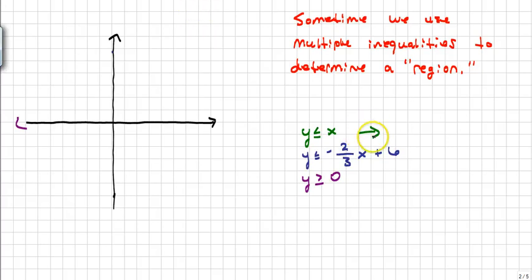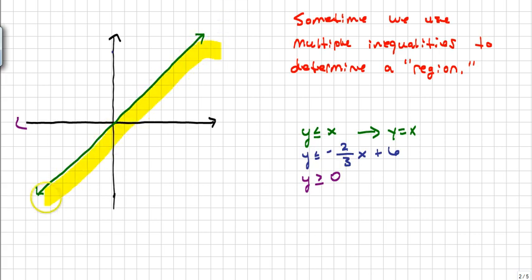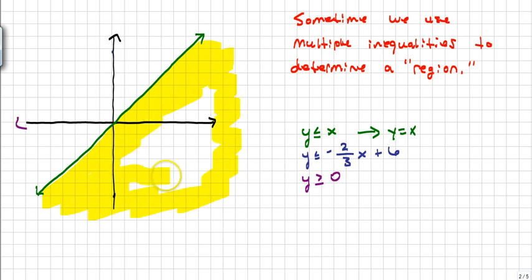So this is the line y equals x. That's really easy. That's just a line that goes diagonally through the origin. It is equal to, and it is less than that. So we are less than that, so we're below. So we're just shading below that line.